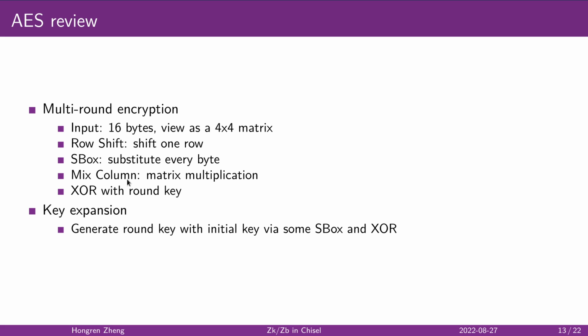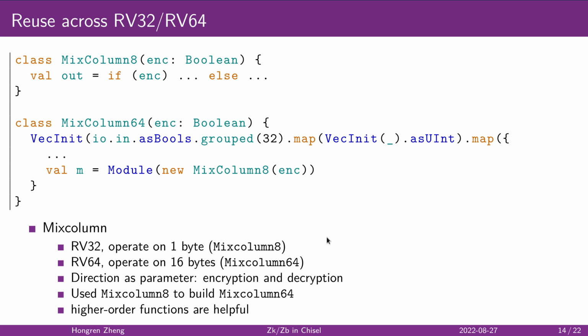At last we XOR with the round key. And to generate the round key, we need to do another step called key expansion. We need to generate the round keys from a 16-byte or longer key via some S-box and XOR. We won't go into detail today. And now let's talk about our RTL design.